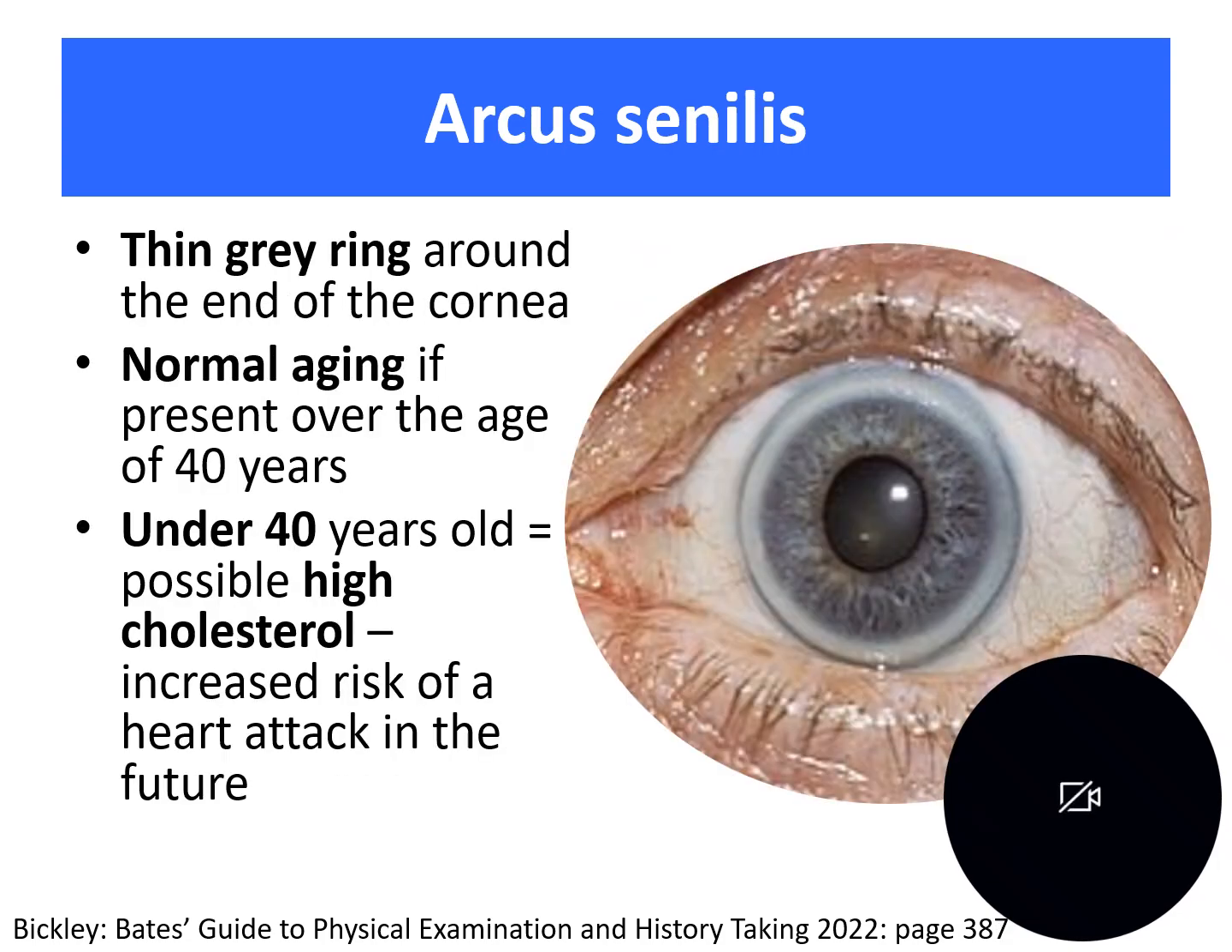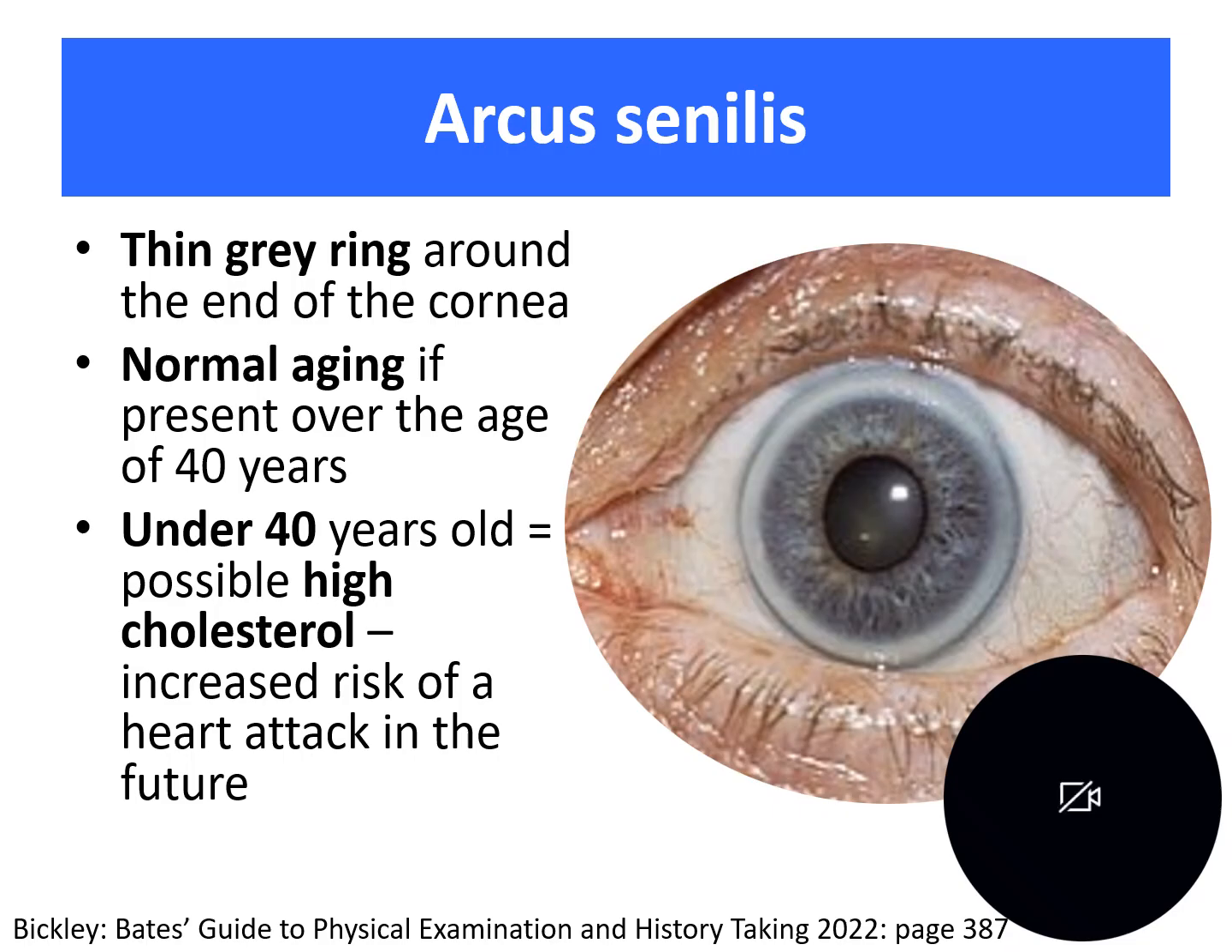Arcus senilis would be seen in the older population. So while you might be examining an older patient who complains of blurred vision and you see the cloudiness behind the pupil, you may also have noticed that there is this grayish silverish ring around the edge of the cornea. That is called arcus senilis. It is seen with normal aging if it is present in a patient over the age of 40.